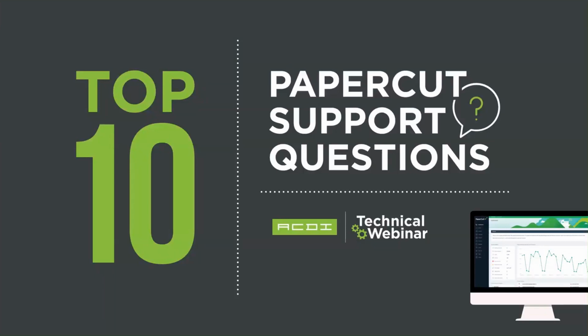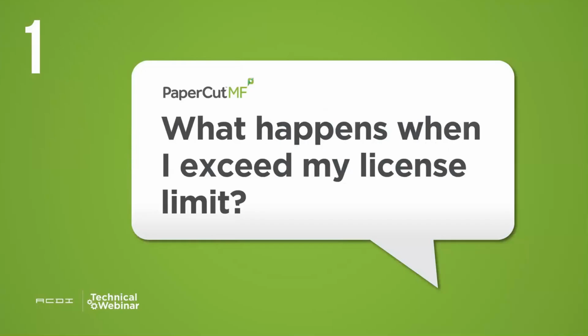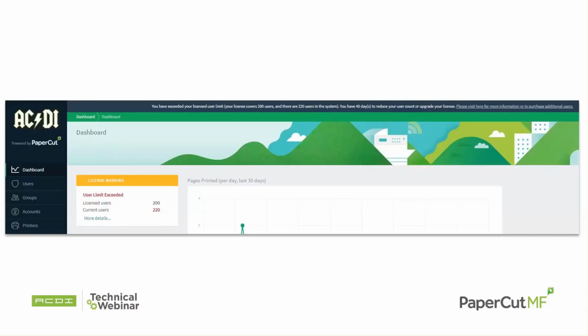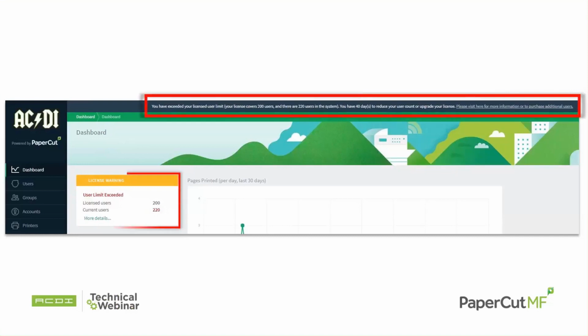Let's get started with our top 10 PaperCut support questions. Question number 1. What happens when I exceed my license limit? These are the indications you will get if you exceed user licenses in PaperCut. The message on the top will also show up on every screen, and you have full functionality for 40 days to allow you to correct the problem.